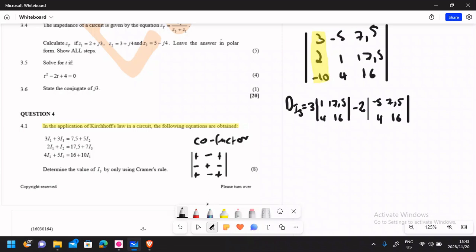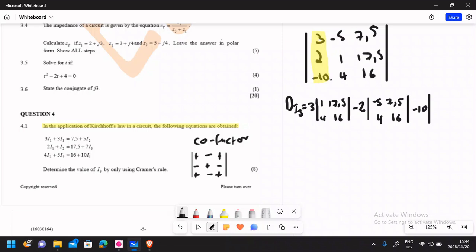Right, now if we use 10, negative 10 is our minor. Remember the highlighted ones, those are the minus. It's going to be this row and that column. So we're left with negative 5, 7.5, 1, and 17.5. All right, so let's look at the cofactor. Our cofactor is positive, but our minor is negative. So this is going to give us a negative answer. So it's going to be negative, then 10, then this.